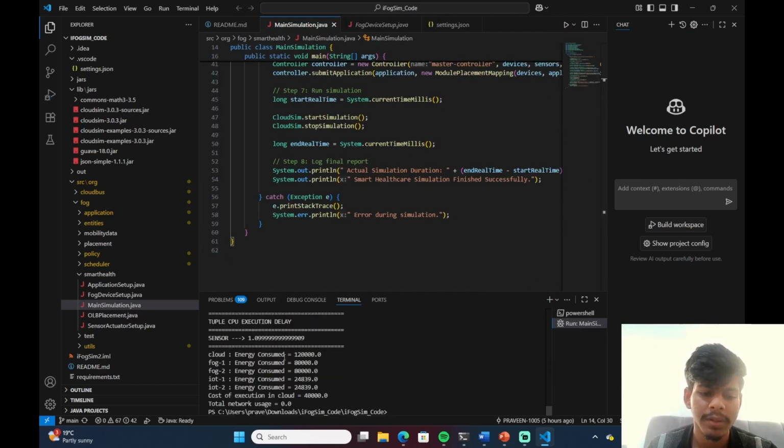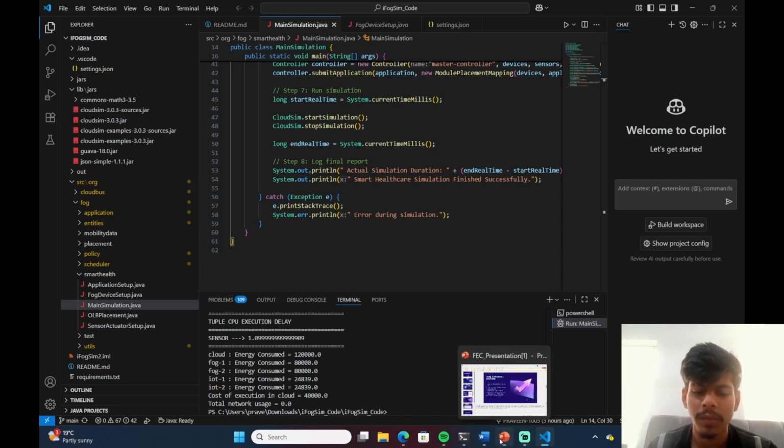So this was our result. It shows the latency, energy consumption, device consumption, and cost. So these were the actual results. We can go to our PPT.